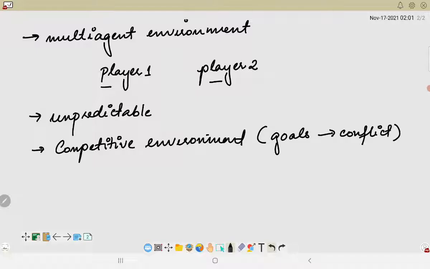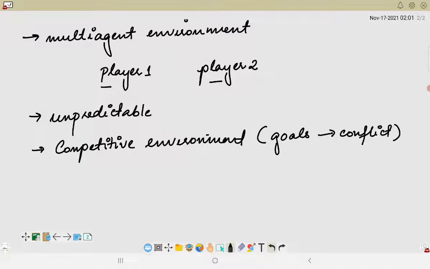Suppose player 2's motive is to go in a direction or in a way that it will win the game. Player 2 will have an intention which is conflicting with player 1's intention. That means the goal of player 2 would be to somehow minimize the chances of player 1 winning the game.